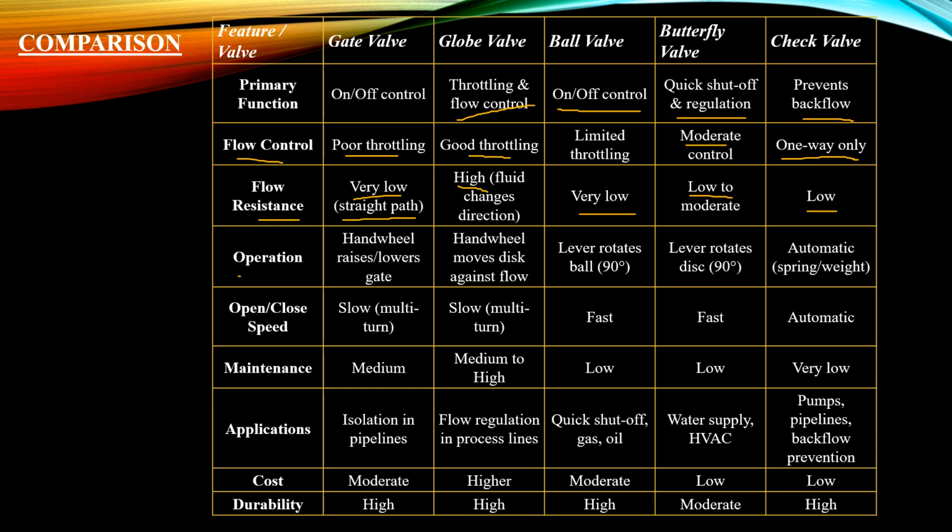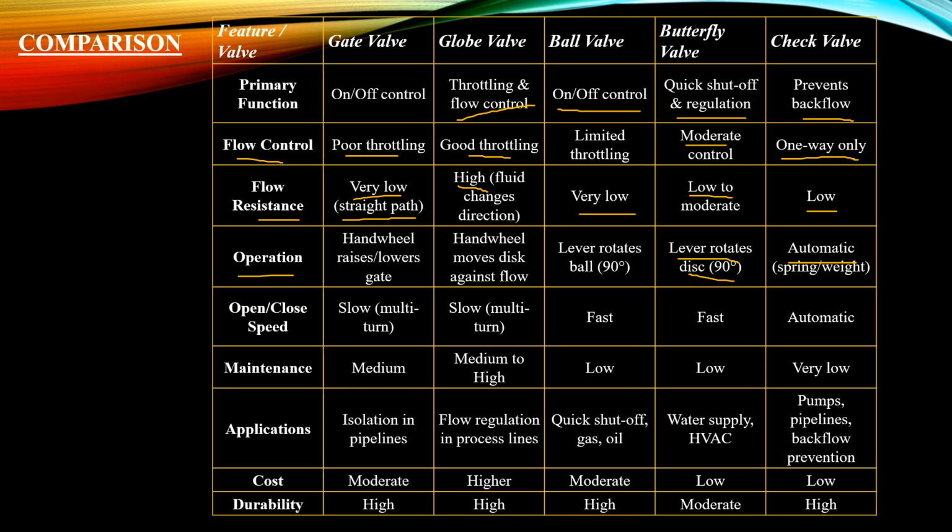How it operates, right? So operation, the gate valve operates with hand wheel that raises or lowers the gate. Clear? For globe valve, hand wheel moves disc against the flow. For ball valve, lever rotates the ball 90 degree. For butterfly valve, how does it operate? Lever operates the disc 90 degree. And for check valve, it is automatic. Clear? One directional flow.